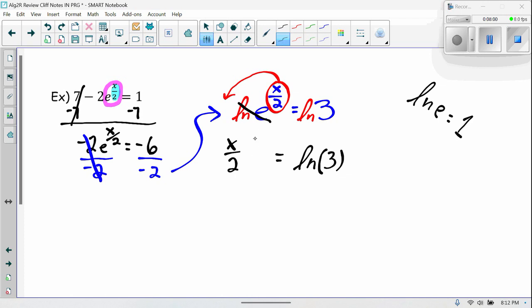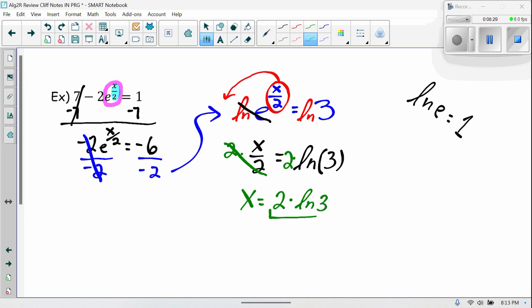So let me write this a little bit closer. x over 2, and we'll get rid of this. Now, I still don't have my x alone. Some people like to do this ln of 3 right now and get a number, and you can do that. I like to wait till the end. If I multiply this by 2, I have to multiply this side by 2 as well. So now x equals 2 times the ln of 3.